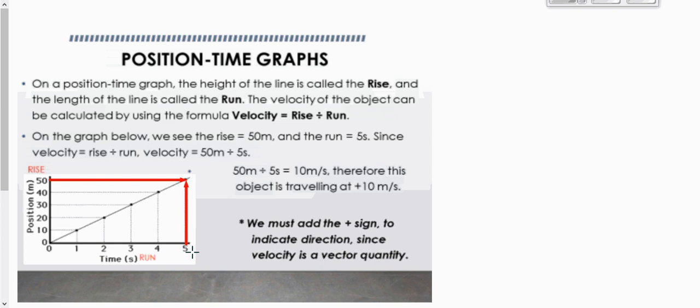Slope is rise over run. I've risen 50 meters and I've run 5 seconds. 50 divided by 5 is 10. Meters divided by seconds is meters per second. Meters per second is a unit of velocity. On a position time graph, the slope that we can calculate tells us our velocity.